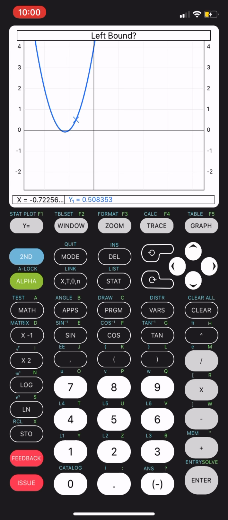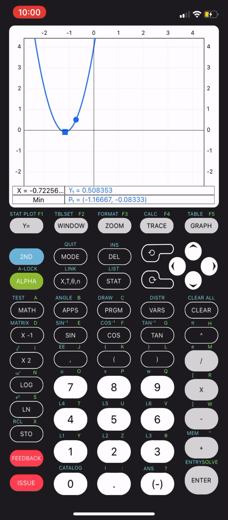So first it said left bound. So I'm going to go to the left of my vertex, which is the bottommost point. This is to the left of it. So I press enter, it comes up with a line, and then I'm going to go to the right of it, which that cursor is to the right of my vertex, and I press enter. If you look at the very bottom of your screen, it says min is negative 1.16667, comma negative 0.08333. That is your vertex. It is a minimum, and that is your vertex.